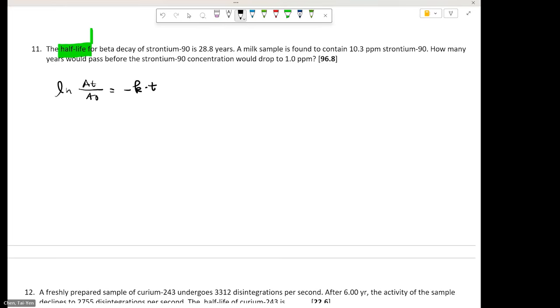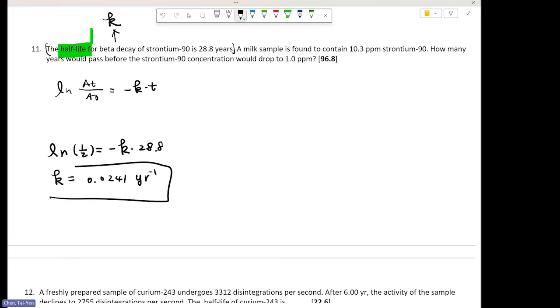It says the half-life of this species is 28.8 years, right? So last time we said every time you see this sentence, you want to use it to calculate your k. Half-life means ln(1/2) equals negative k times 28.8 years. Therefore, you can calculate k equals 0.0241 per year. That's the first step you do. You get your k.